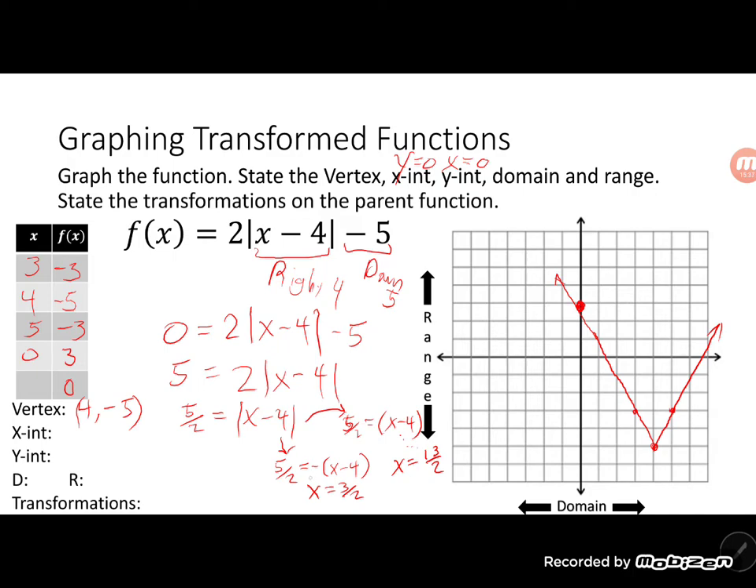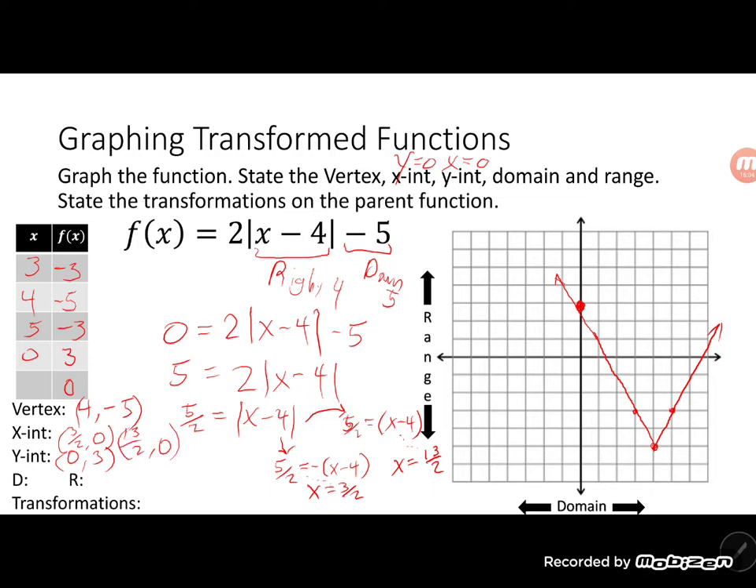Again, if you're not sure how I got that, just take some time to figure out the steps in between there. That's your basic algebra skills. We can go ahead and write our y-intercept on here, which is going to be 0, 3. And our x-intercepts, which are going to be 3 over 2, 0, and 13 over 2, 0.